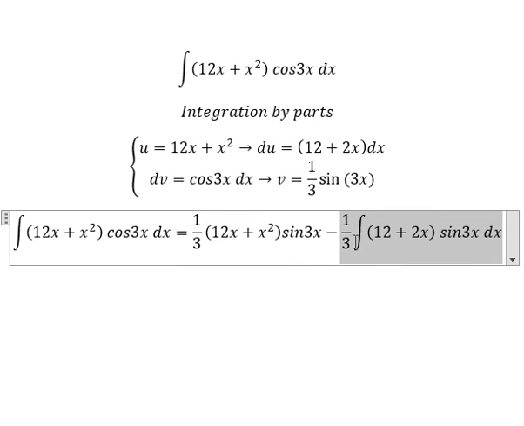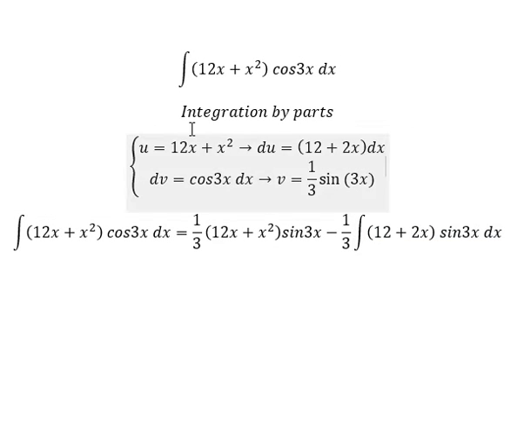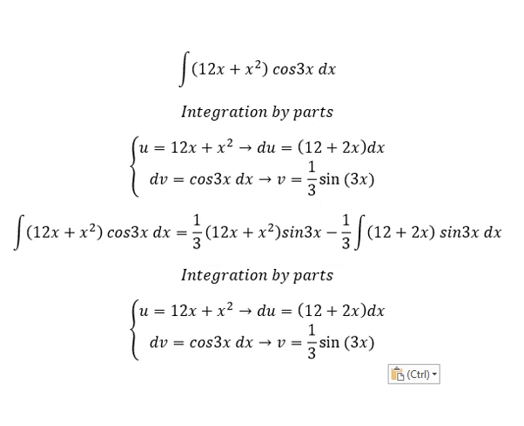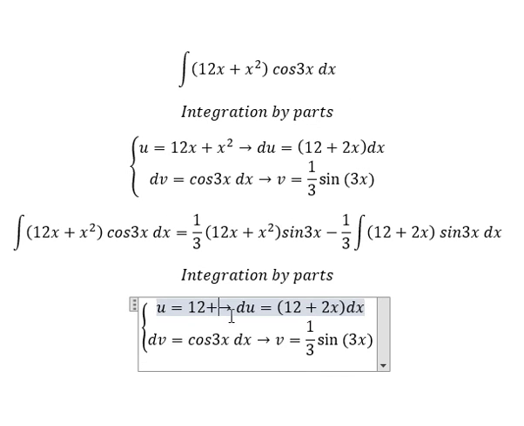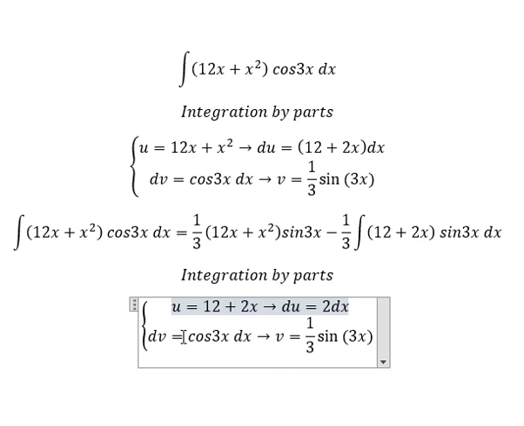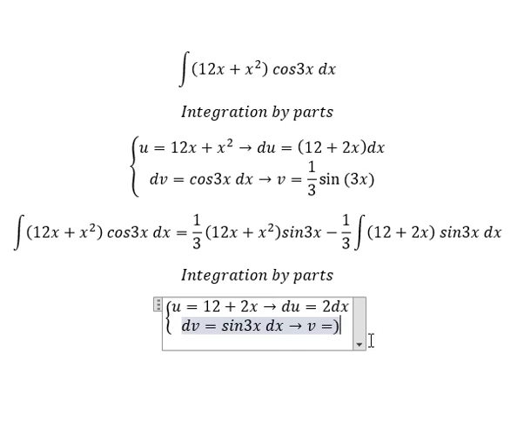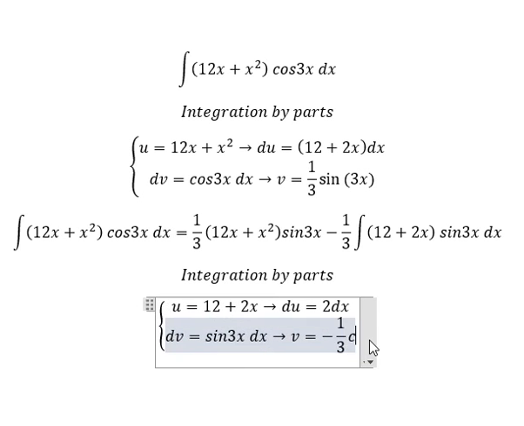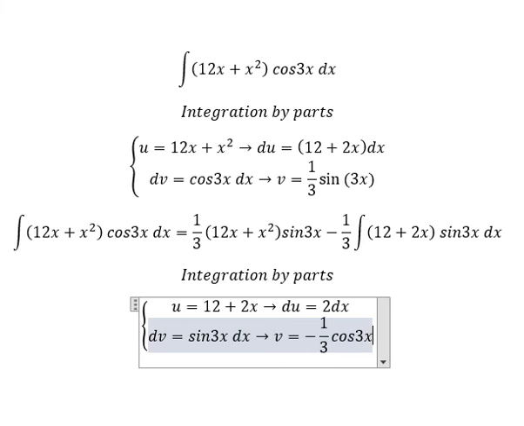Now we need to concentrate on this one. This one is 1 plus 2x. So if we do the first derivative, we have number 2. This one, sine 3x. The integration of this one, we have negative 1 over 3 cosine 3x.